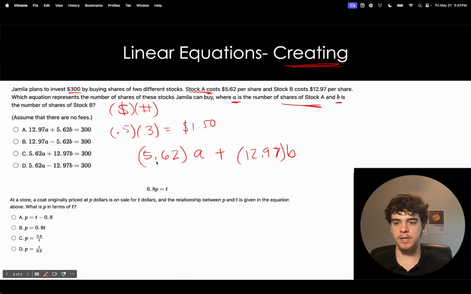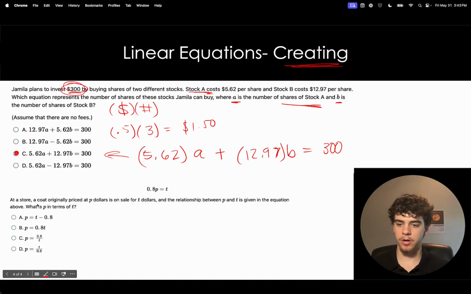And we're told that she wants to invest $300 total. So what this means is that this has to equal $300, because we want her total expenses to be $300, but depending on the number of A and B stocks, she can break it up how she wants to. So now all we have to do is recognize which one matches this. And in this case, it looks like the answer is going to be C.